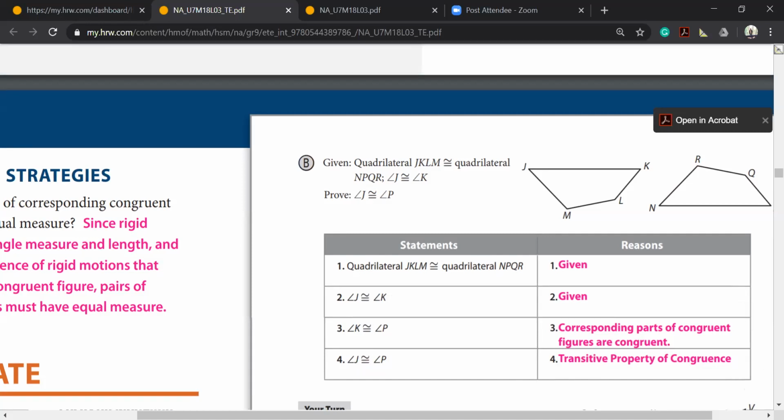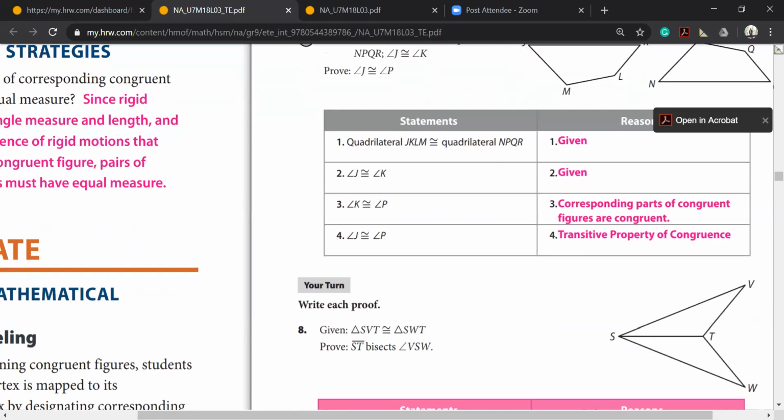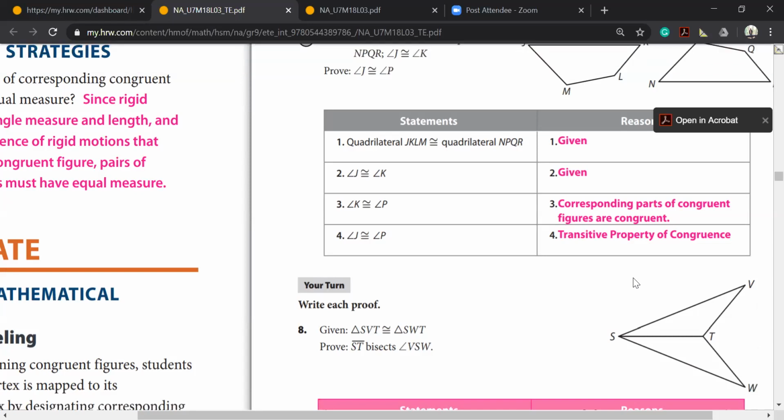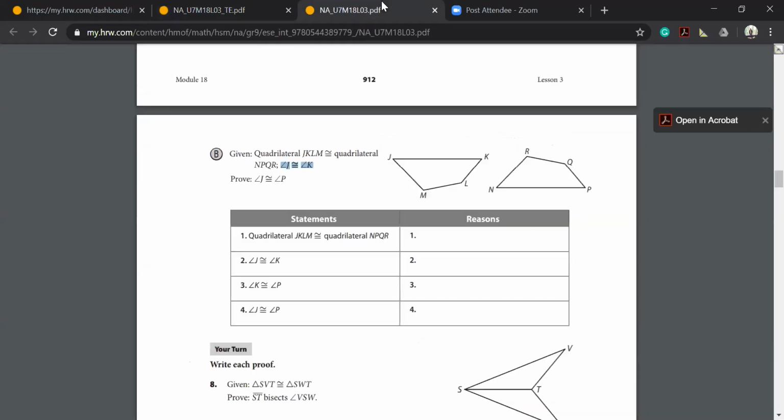I know that the proof is a little bit hard because this is the first time for you to prove anything. But don't worry, just practice on your turn examples. For the whole of module 19, we are going to be proving things using this table. Just practice, practice, practice. You will be able to write the statements and reasons very easily. We will practice a lot, so it will be easier for you.